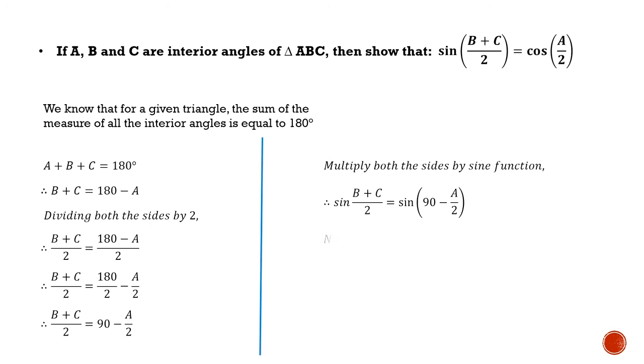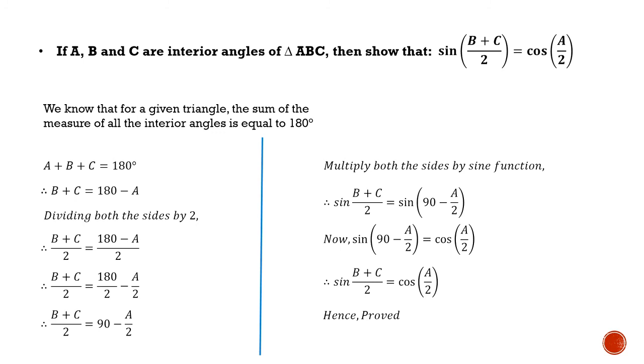And if you know the fact that sine of 90 minus A by 2 is written as cos of A by 2. So that's it. You reach the destination. And this is the answer, that sine of B plus C whole divided by 2 is equal to cos A by 2. You just got what you needed, and hence it is proved.